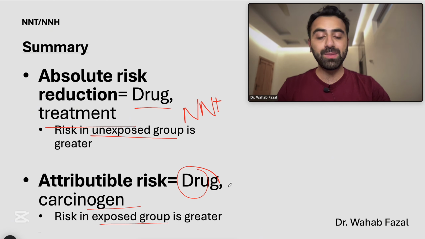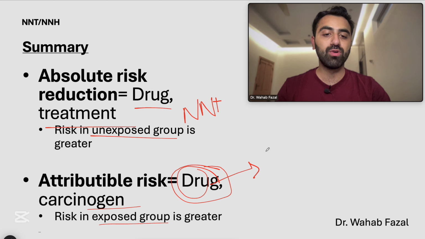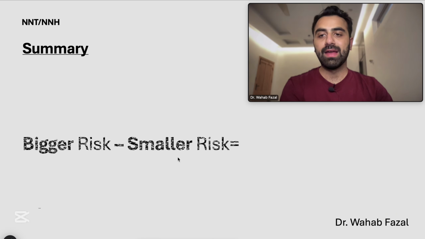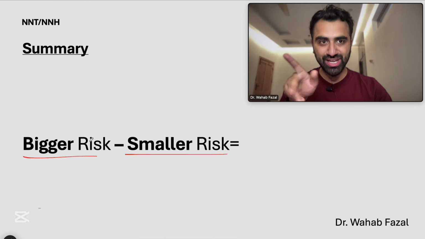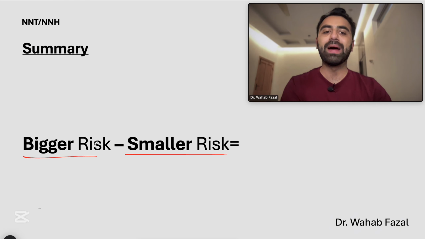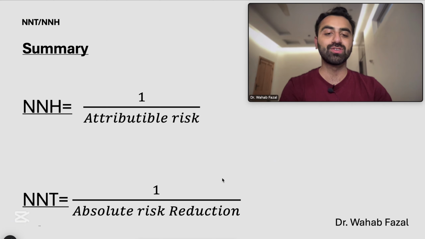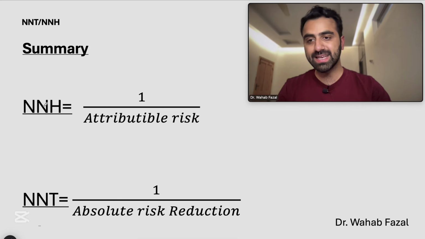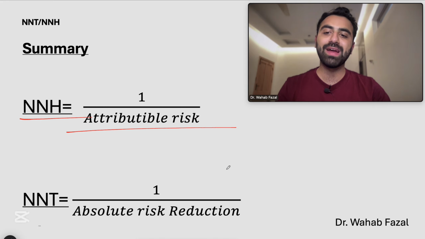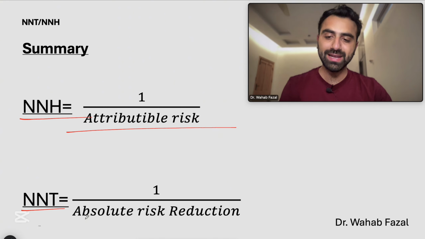Remember, with an attributable risk, you might still have a very harmful drug. You might have a bad drug. And remember, bigger risk minus smaller risk. This will change depending on whether it's a good thing or a bad thing. The formula in its essence remains the same for attributable risk or absolute risk reduction. In both of these cases, number needed to harm is 1 by attributable risk and number needed to treat is 1 by absolute risk reduction.